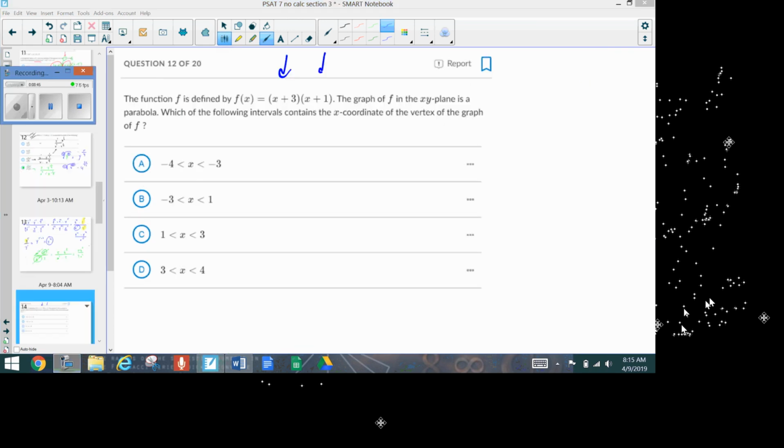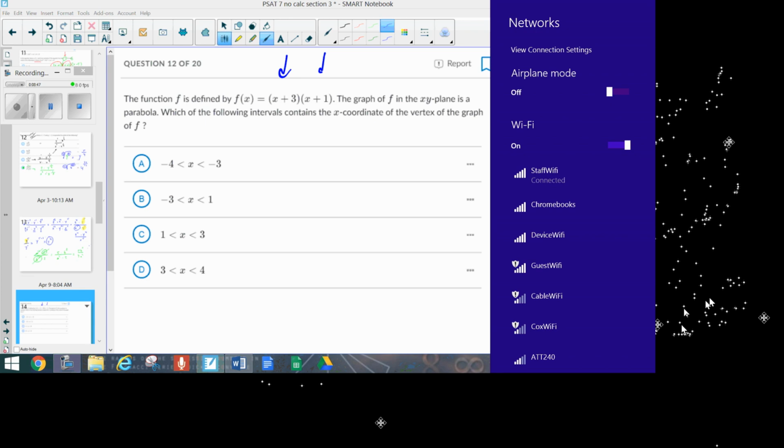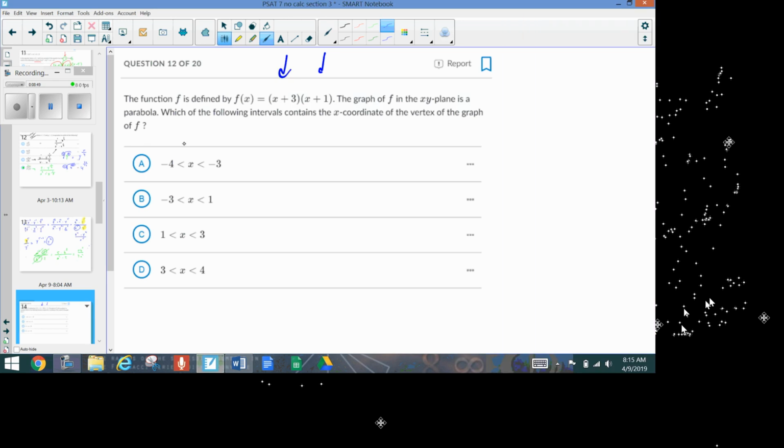It's telling us this is a, the graph, it's a parabola. Since this is a parabola, as I said, you said smiley face or sad face. It's going to be that or this. Which one is that going to be? What do you think? Smiley face or sad face? Smiley face, because it's plus. You're right. Okay. Which of the following intervals contains the x-coordinate of the vertex of the graph of f?